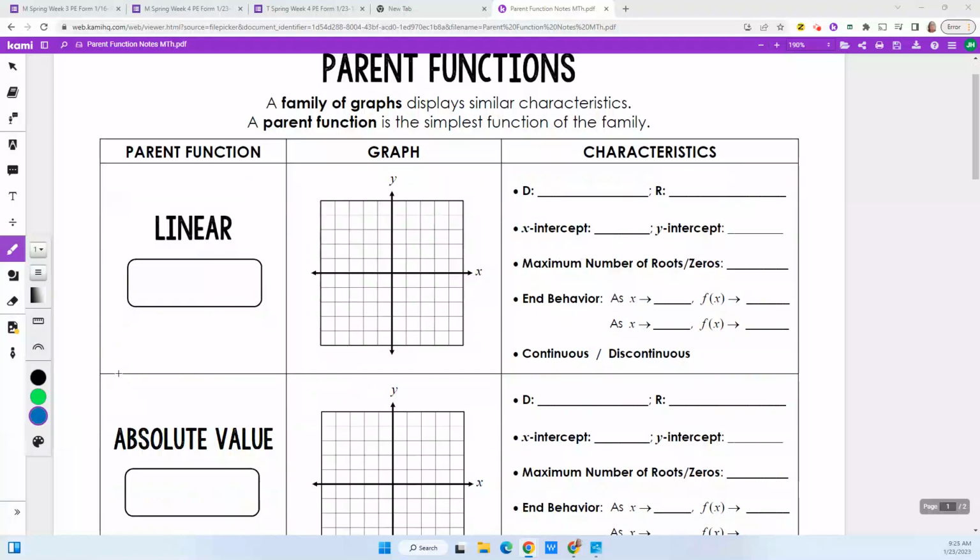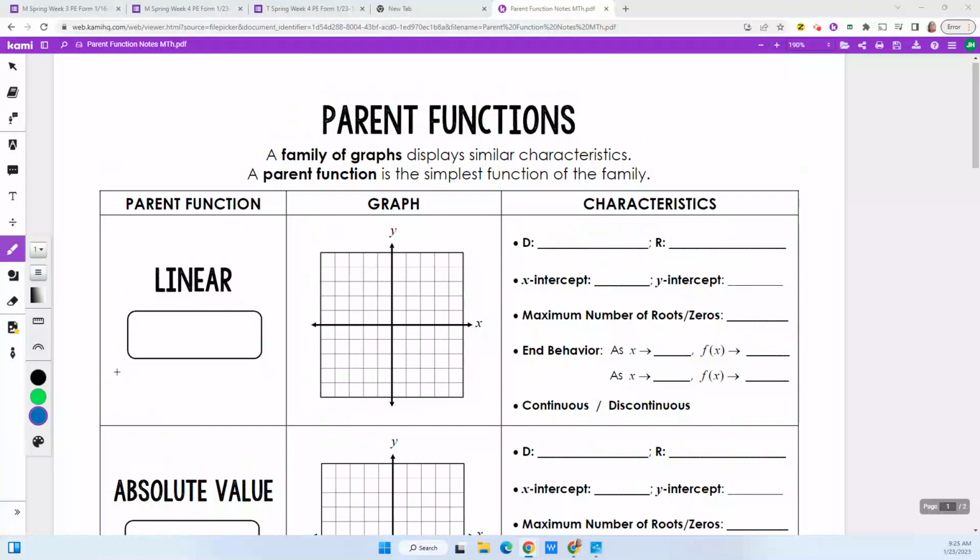Today we are talking about parent functions, and we talked about them a little bit last week when we did the graphing of absolute values. I talked about how when we were graphing the absolute value of x, it was considered a parent function because it was like the simplest version of an absolute value, right? It is just the absolute value of x. Nothing was happening to that absolute value. And so we're going to talk about that with all of the different types of functions that we have.